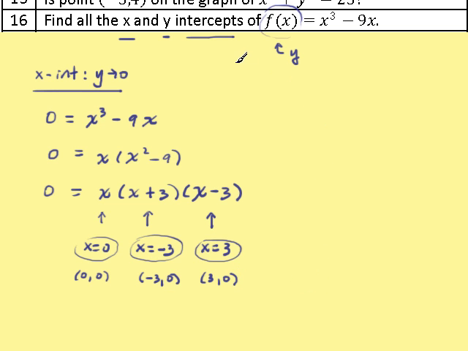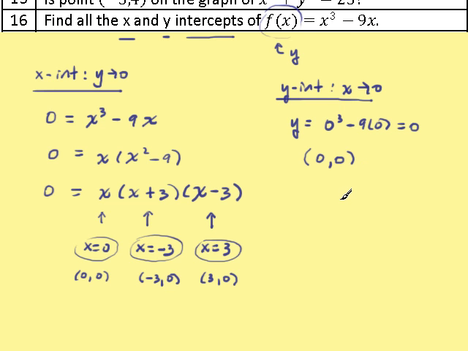Okay, now for y-intercepts, we just set x equal to 0. So let's do that, and we have y equal to 0 cubed minus 9 times 0, that's 0. So the y-intercept is 0, comma 0.